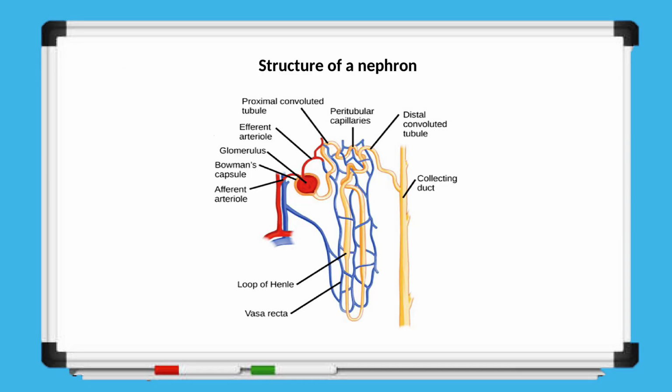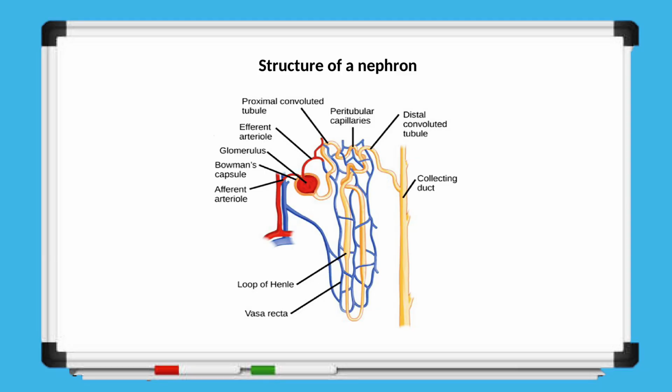Now, in this diagram, you can see the structure of a nephron and its key parts. Each human kidney contains over 1 million nephrons, and they are the functional units responsible for filtering blood, removing waste products, and producing urine. The main parts shown in the diagram include the glomerulus, Bowman's capsule, proximal and distal convoluted tubules, the loop of Henle, the collecting duct, and the associated blood vessels, afferent and efferent arterioles, peritubular capillaries, and vasorecta. Correctly identifying these structures is very important.